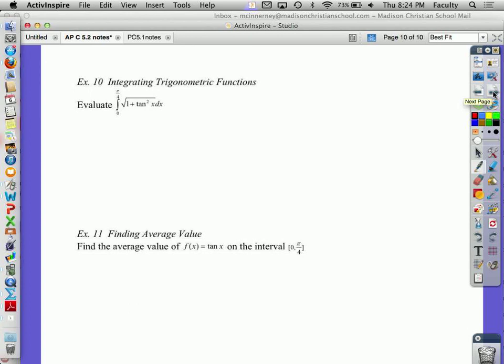All right, example 10. It says evaluate this integral from 0 to pi over 4 of the square root of 1 plus tangent squared x dx. Okay, there's no way to integrate it as it is. However, if you can remember this one from pre-calculus, 1 plus tangent squared x equals secant squared x. So that's the square root of secant squared x dx. But I've changed my limits of integration.